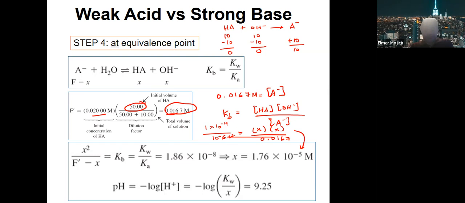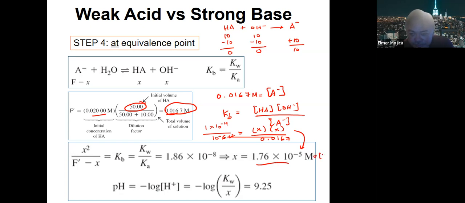One exponent negative 14 divided by 10 to the negative 6.27. So I get 1.86 times 10 to the negative 8. Okay, and I multiply it with 0.0167 and then get the square root of that. And that gives me this number.